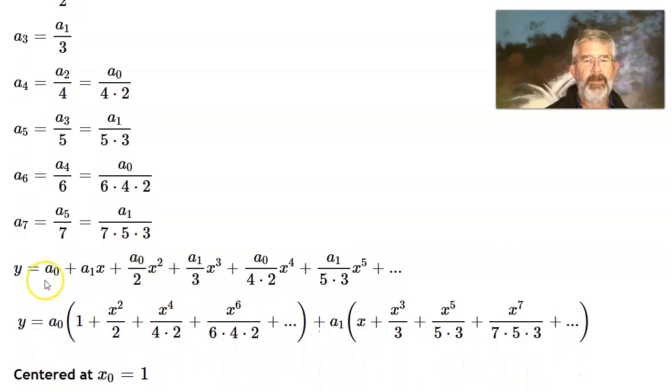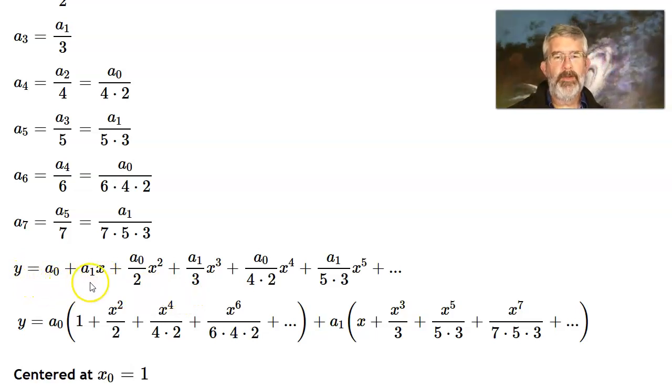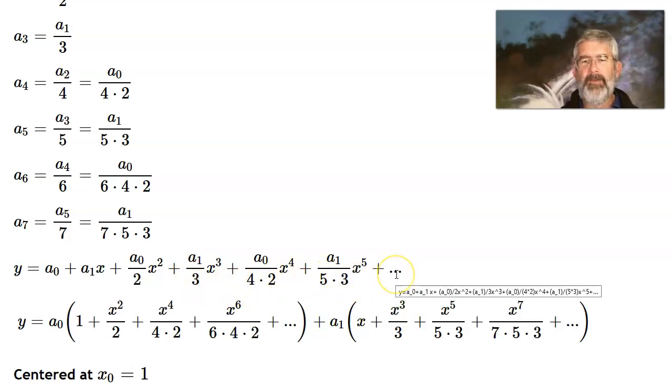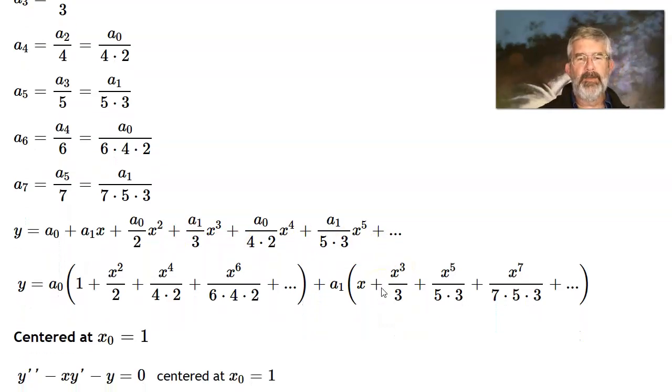Anyway, plugging everything in here, remember y was being written as a power series, so a0 plus a1x plus a2x squared, but a2 was this, and a3x cubed, where a3 is a1 over 3, and a4x to the 4 plus a5x to the 5, and so on. I then can take all the stuff with the a-zeros. There's a 1, there's an x squared over 2, there's an x to the 4 over 4 times 2, there would be this x to the 6 over that thing, and so on. And likewise, look at the a1s.